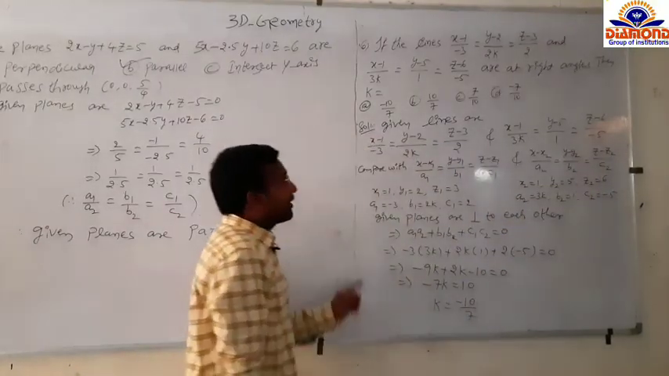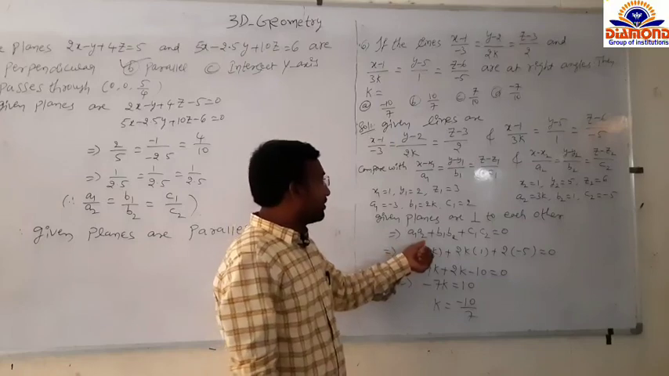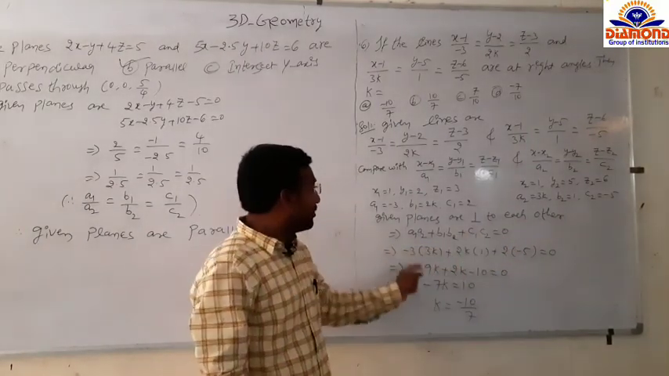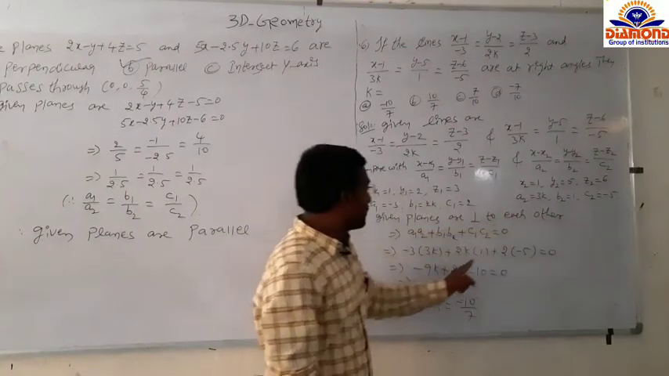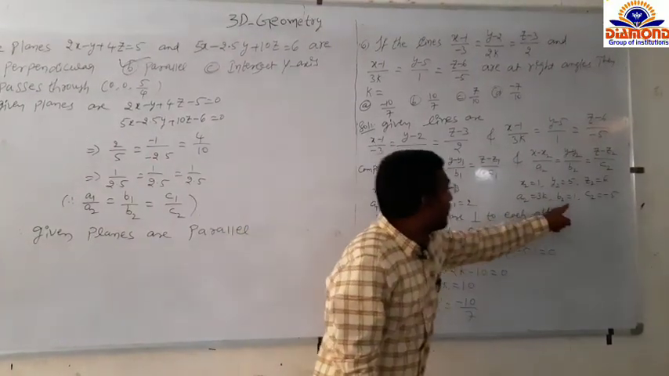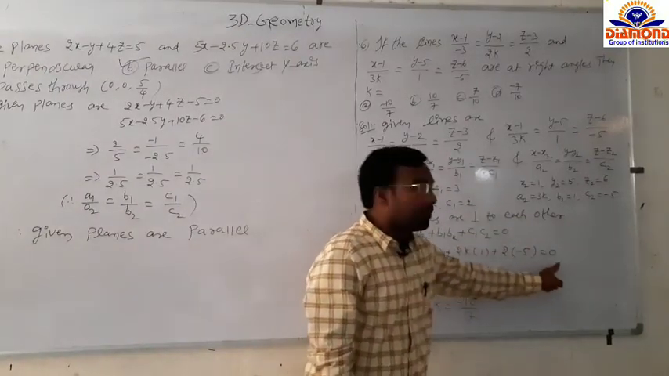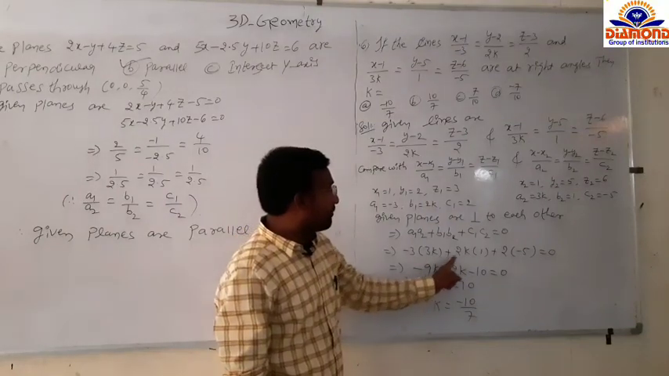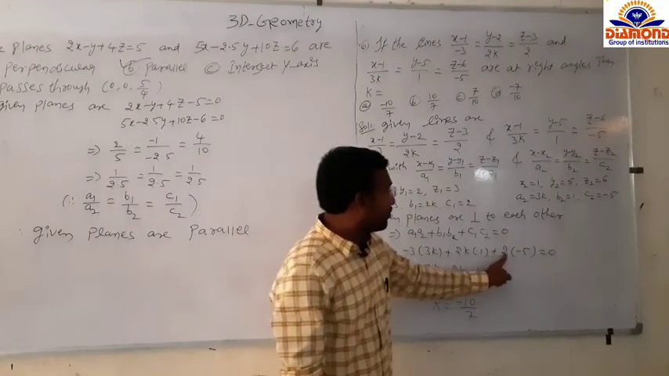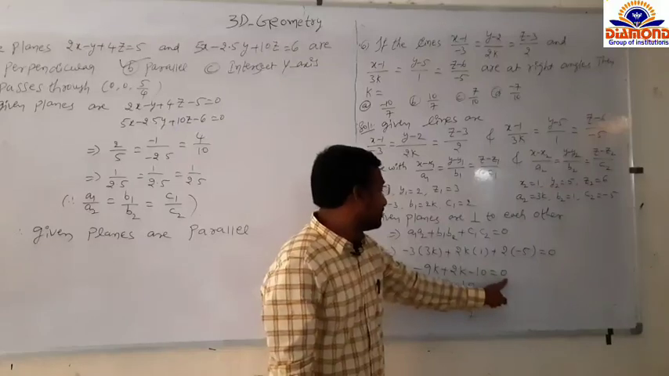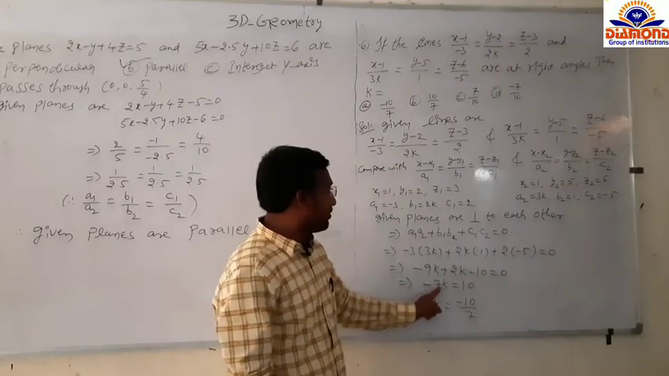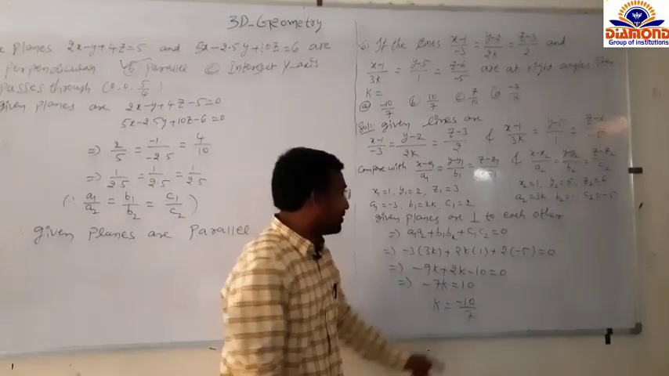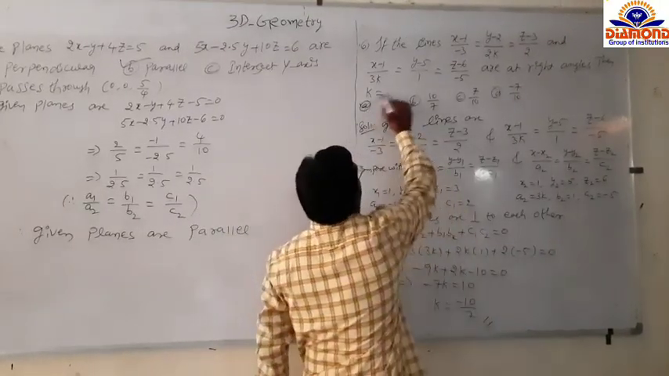Now the given lines are perpendicular, so you take the condition a1 a2 plus b1 b2 plus c1 c2 equal to 0. So minus 3 into 3k plus 2k into 1 plus 2 into minus 5 equal to 0. Minus 3 into 3k is minus 9k, plus 2k into 1 is 2k, 2 into minus 5 is minus 10, equal to 0. Minus 9k plus 2k equals minus 7k. Bring minus 10 to this side, equal to 10. So k equal to minus 10 by 7. So the option is A.